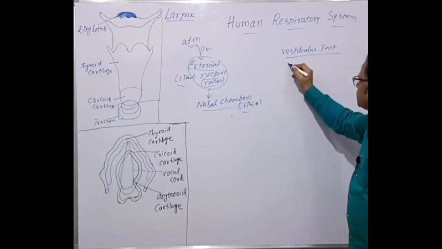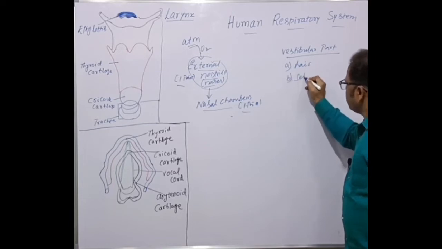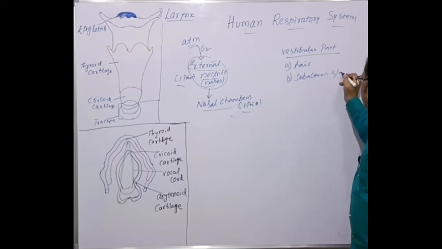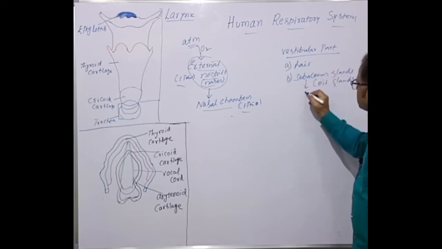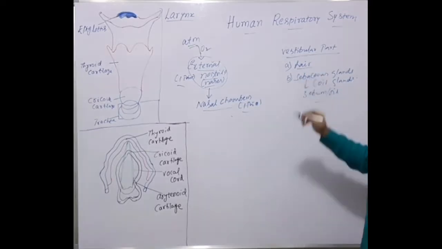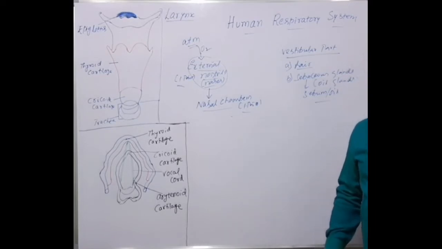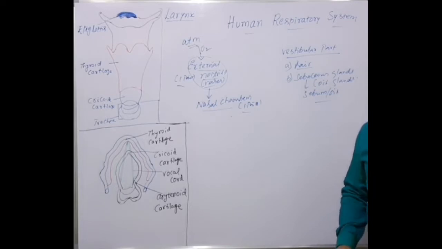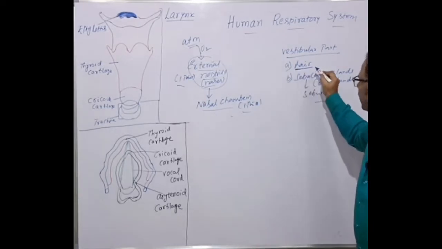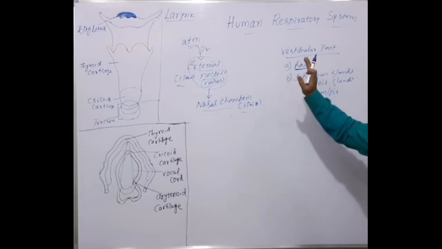The vestibular part contains two structures. One is hair and the other is sebaceous glands. Sebaceous glands, also called oil glands, secrete the sebum or oil. What is the function of this vestibular part, which contains the hair and the sebum? Defensive role, protection, because when we inhale the air, it may contain microbial organisms or dust particles. They are entrapped by the hair and the sebum present in the nasal chambers. That is their defensive function.